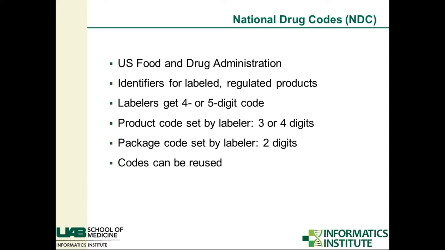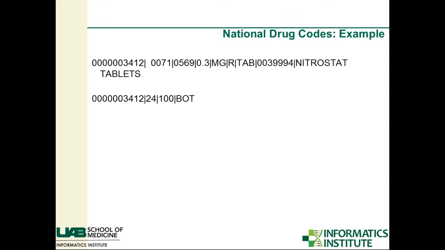So there's a 4 or 5-digit labeler code. There's a 2, 3, or 4-digit product code that's set by the labeler, and they can use whatever code they want for that chemical, and some other labeler that has the same chemical can use a different product code. Then there's the package code, and again, they can use those package codes however they want, and altogether it produces this long code.